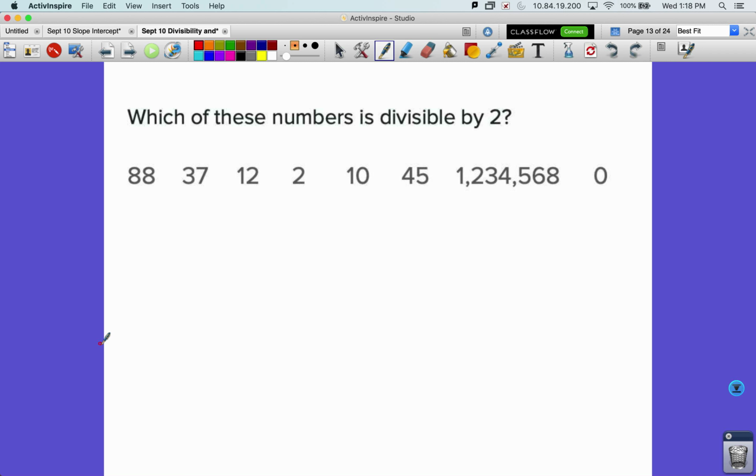So which of these numbers is divisible by 2? All we have to do is look at the last number. This one ends with an 8, so it's good. This one ends with a 7, that's an odd number, so not good. This one is, this one is, this one's not. This is a number in the millions. We don't want to have to calculate this, but all we have to do is look at that last digit, and it's an 8, so this one's good. And 0 is, yes, technically even and technically divisible by 2. All right, these two didn't work because they ended in a 7 and a 5.